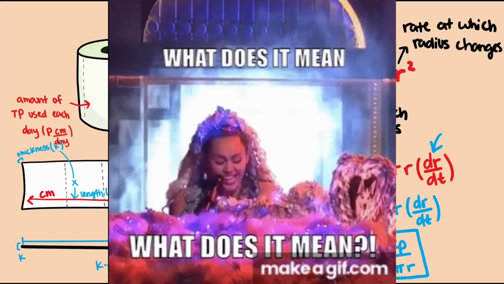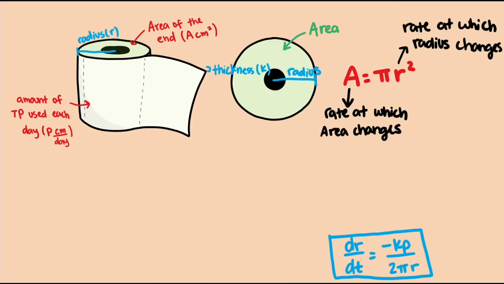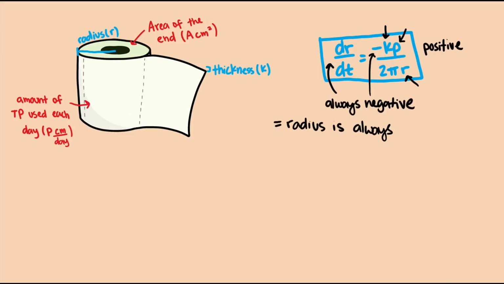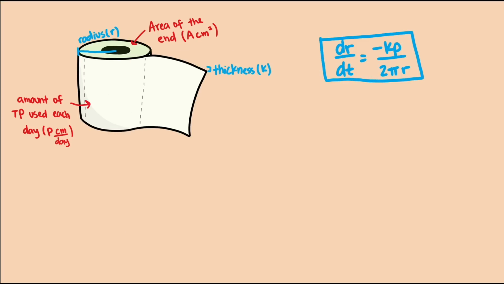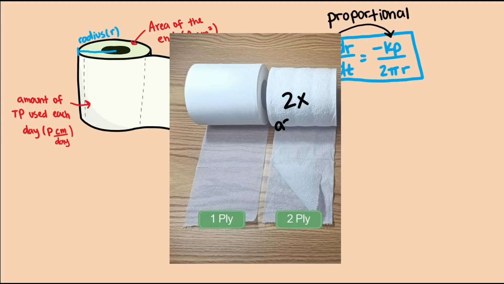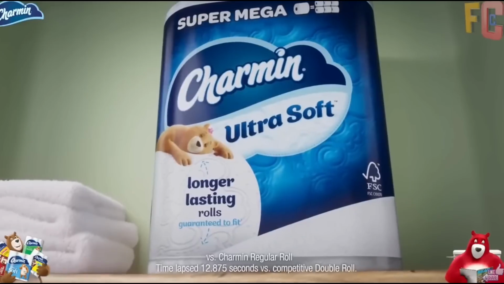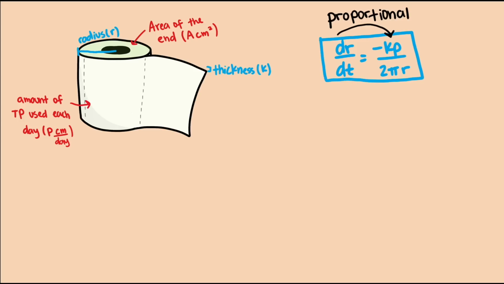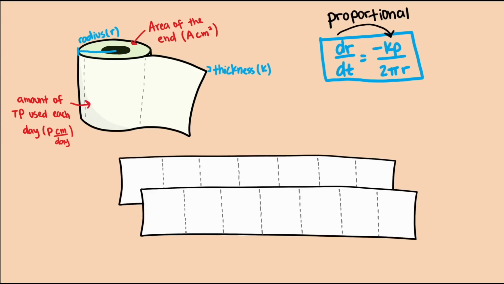So what does this tell us? As we analyze this equation, it helps to confirm our intuition about the situation. Since K, P and r are all positive, dr/dt will always be negative. This means that the radius of the toilet paper is always decreasing, as it should be. We can also see the rate that the radius decreases is proportional to K and P. So if you buy toilet paper that's twice as thick, you'll use up toilet paper twice as fast. That is assuming you still use the same number of squares with a thicker toilet paper ply. Or if you double the amount you use each day, which is the value of P, then you also use up the toilet paper twice as fast.